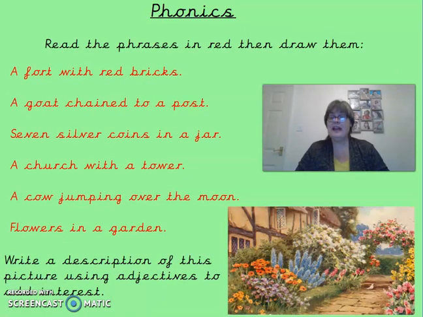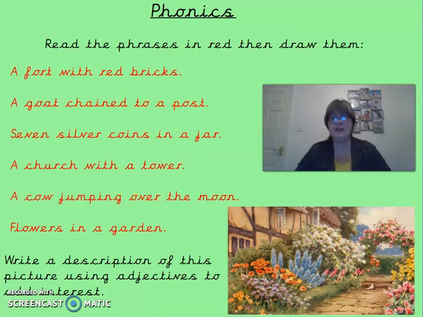Okay, so today we have two tasks. We have the task that's in red and the task at the bottom in black. So our first task is to read these sentences. Now, each of these sentences can be drawn. So I'd like you to read the words, figure out what it says, and then draw me the picture that goes with it. So you've got 1, 2, 3, 4, 5, 6 pictures to draw today to go with these phrases, with these sentences. Okay?